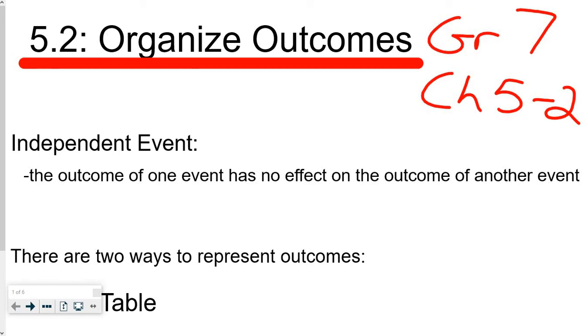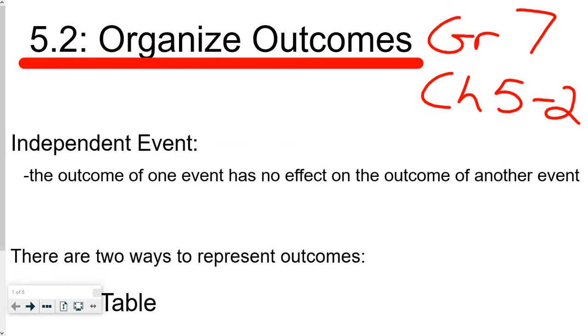This is grade 7, chapter 5, part 2, organizing outcomes. An independent event is one where the outcome of one event has no effect on the outcome of another event. Just because I flipped a coin one time and it landed on heads does not mean that the next time I flip it, it will land on tails, because the coin knows it needs to be even. The coin is completely random. Every time you flip it, it has an equal possibility of landing on either one, regardless of how many times it happened before.